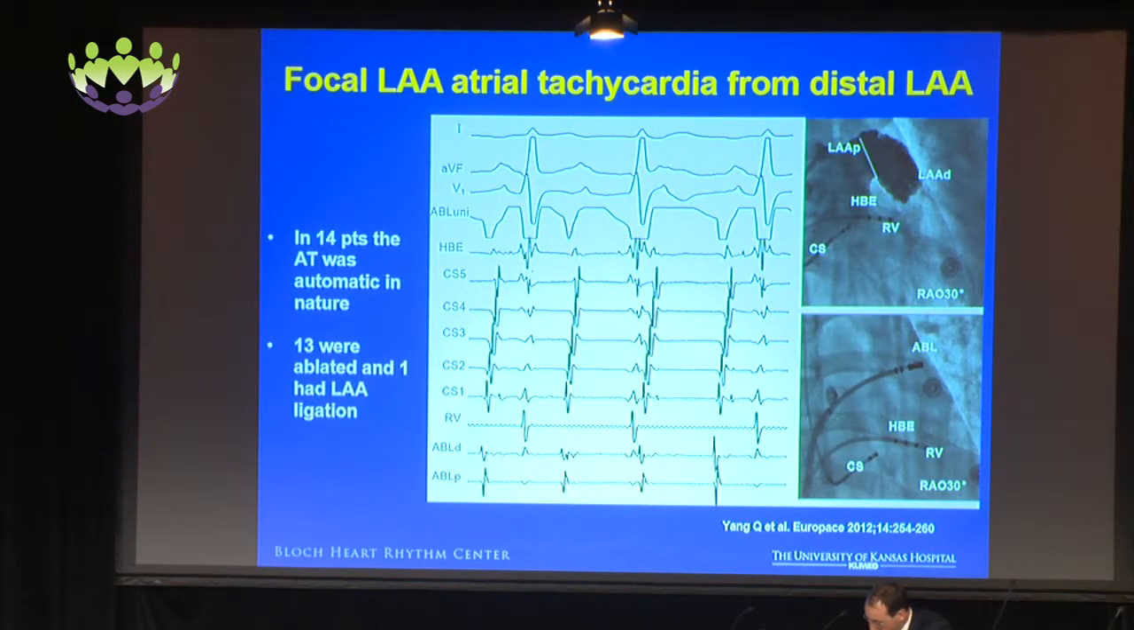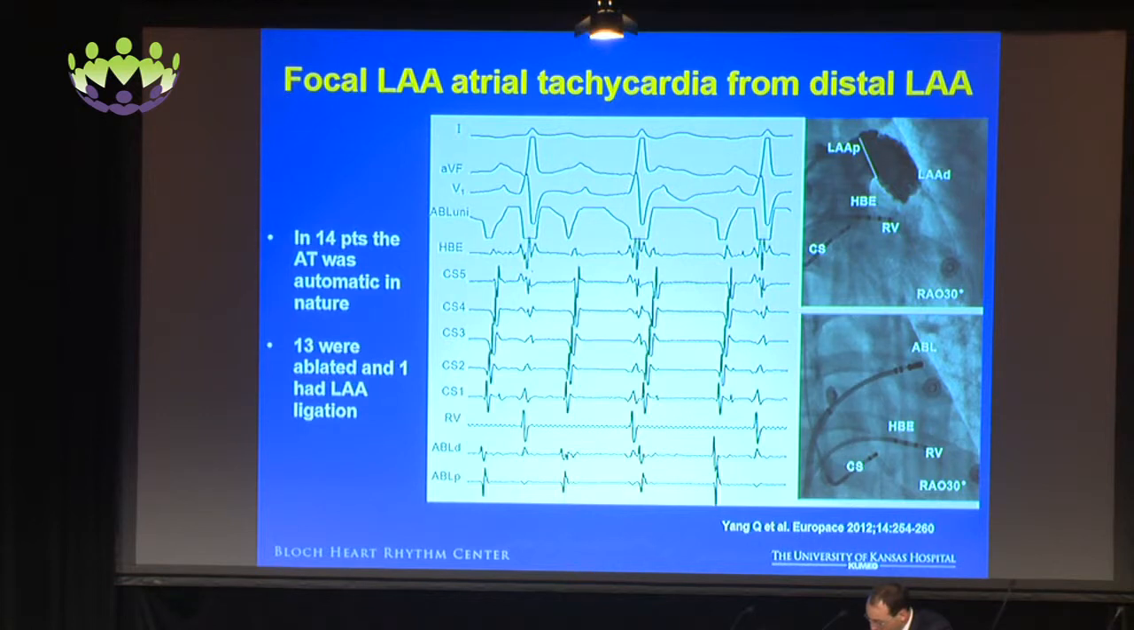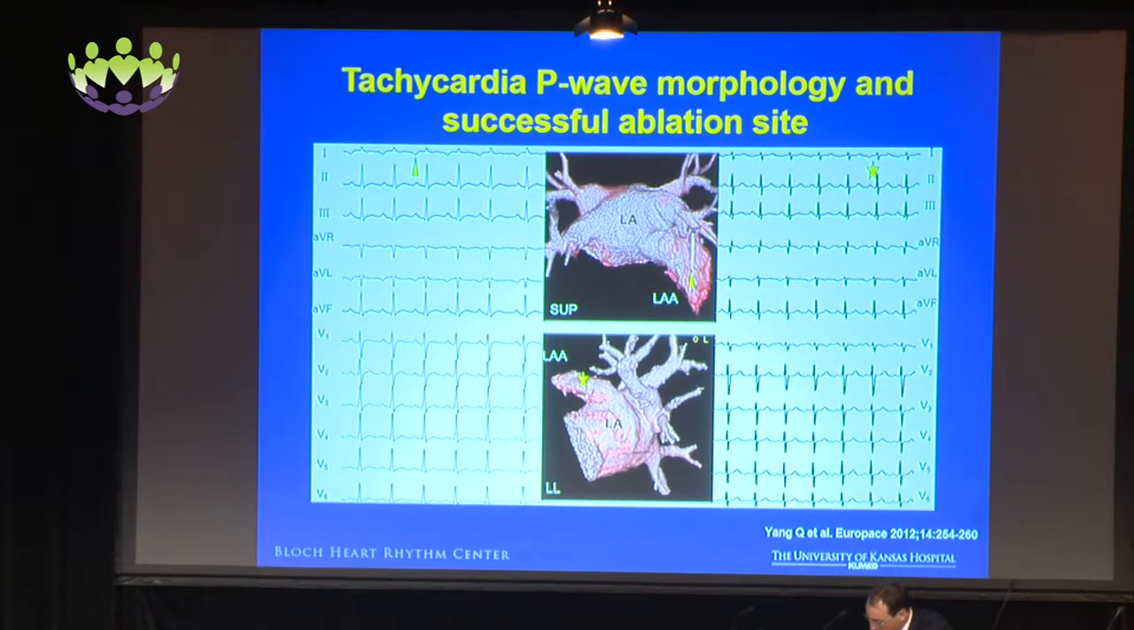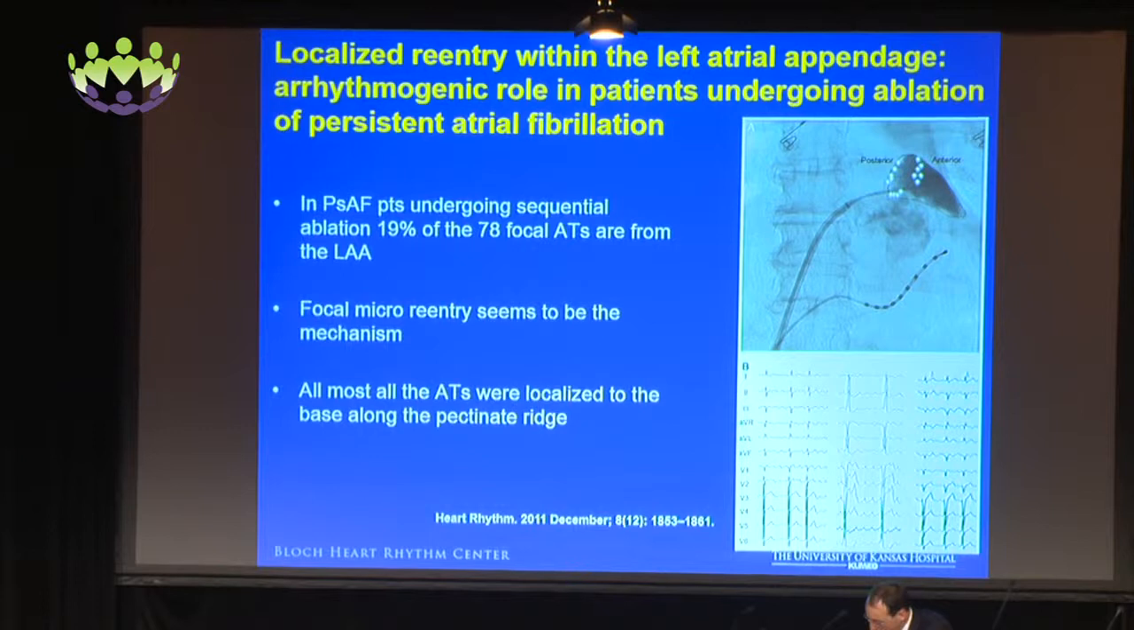So that opens up the discussion to several other types of arrhythmias that we see. There are several series of atrial tachycardias that have been reported that seem to originate from the left atrial appendage, some that come from distal portions, some that come from proximal portions, and some that come from the right atrial appendage, and so on and so forth.